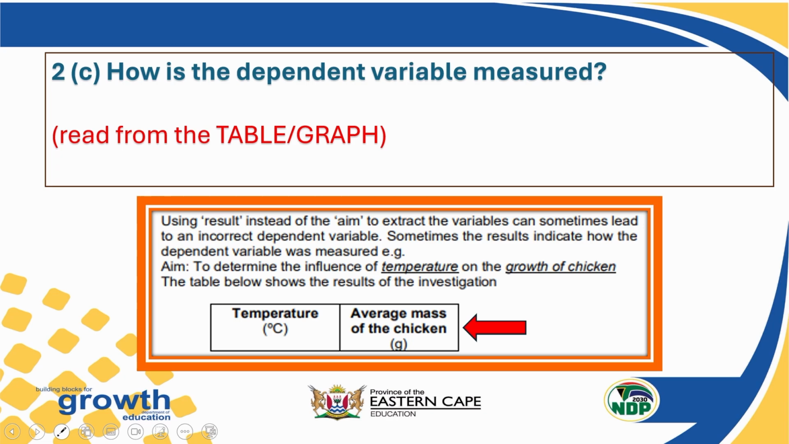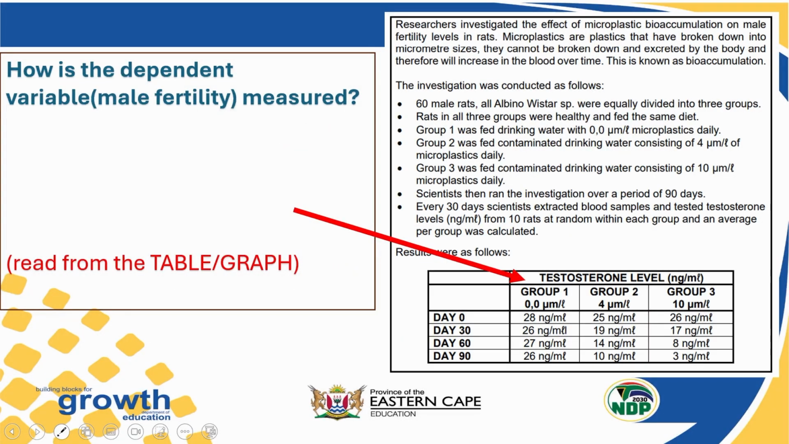In other words, if we are asked the question, how was the dependent variable measured? Our answer would be the average mass of the chicken. Let's have a look at the same question in our Eastern Cape trial paper from 2024.